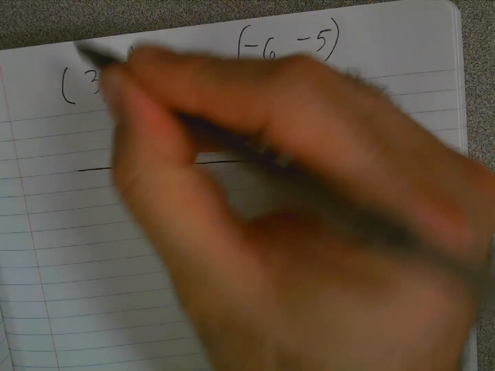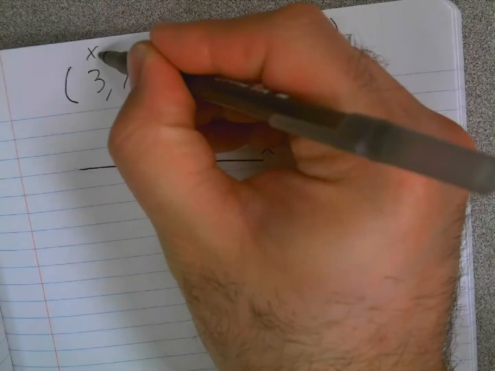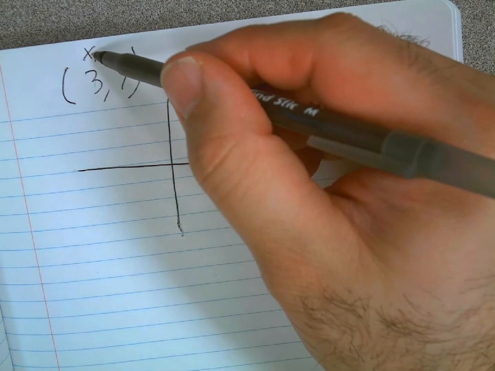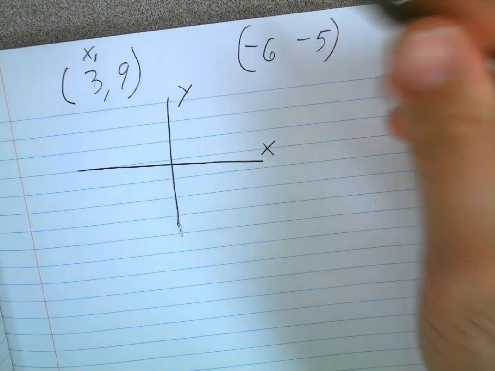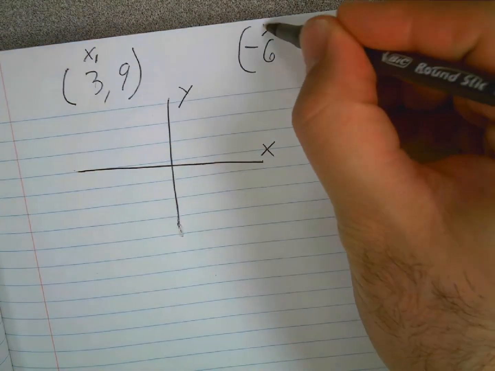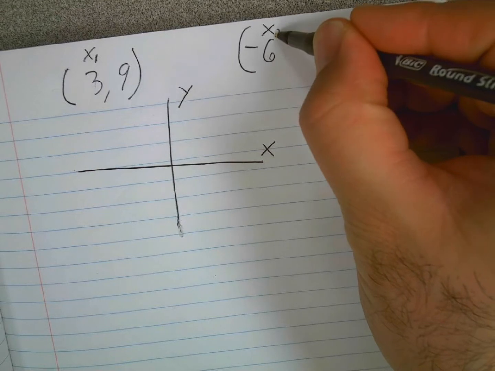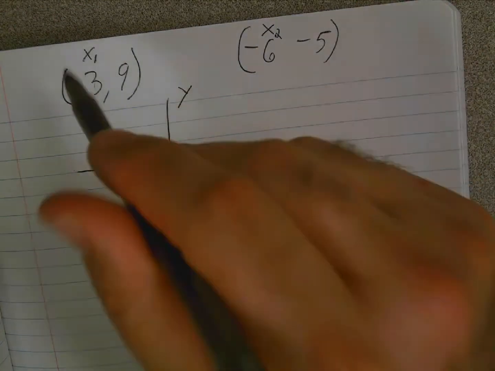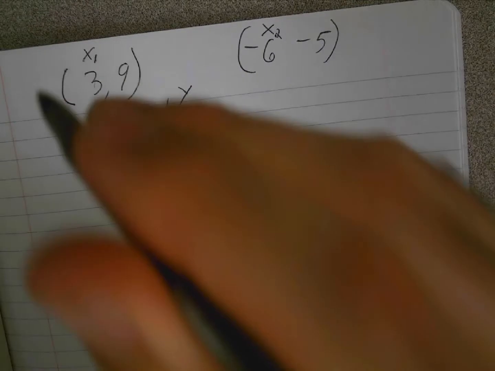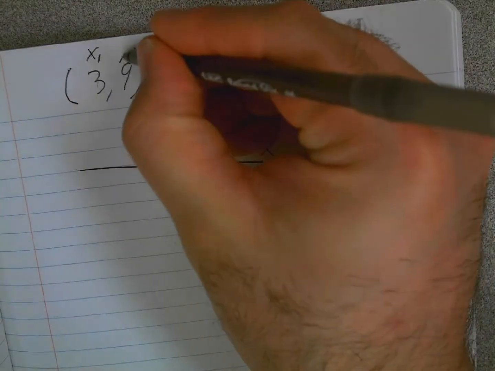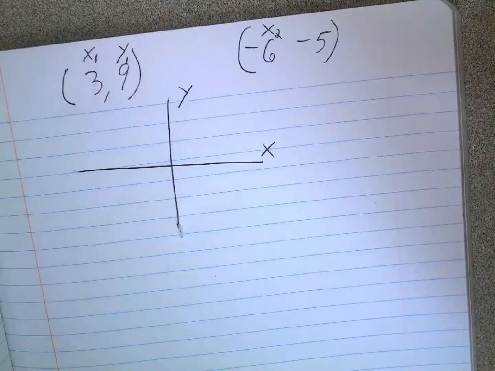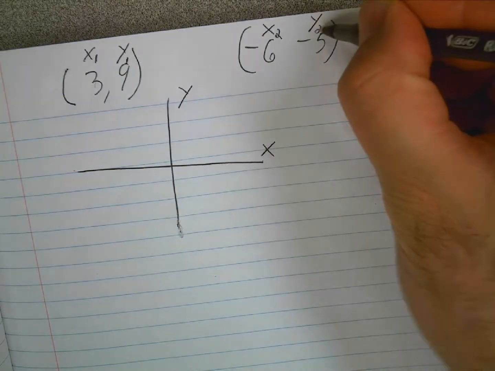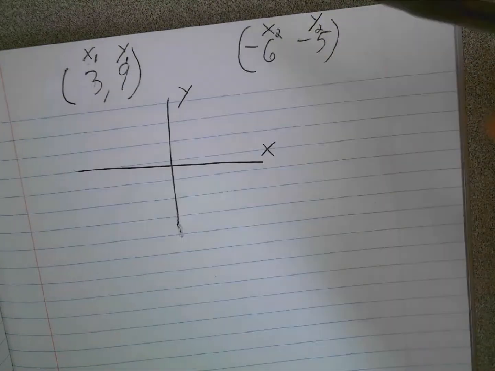So first point, first x, right? The first number, first point gets the x1. The second point, the first number in the second point is my x2. So that's the second x. We're just showing this is my first point, second point. Second number is my y. So the first point, y1, all right? And the second number in the second point, my y2. So x1, y1, x2, y2.